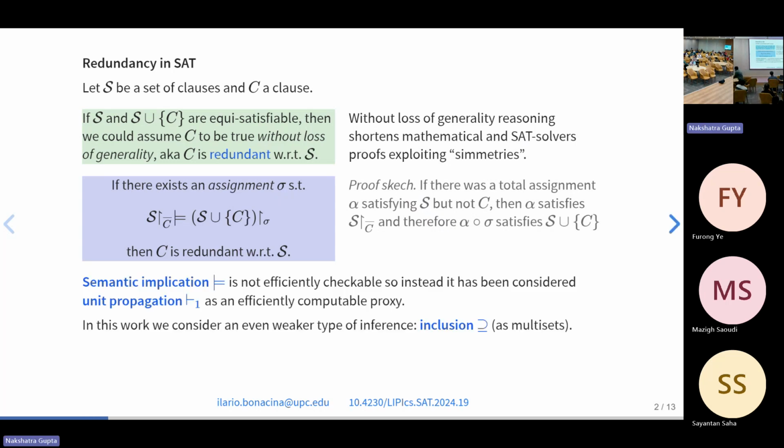Of course, semantic implication is not efficiently checkable. So instead, people have considered unit propagation as an efficiently computable proxy. Probably everybody here knows what unit propagation is, but I will not define it because I will not use it. I will use something even weaker, just inclusion. If the left-hand side includes the right-hand side, of course, there is a semantic implication. The point of this talk is that if you use inclusion, the systems that you get using rules based on this are already quite strong, and they might be used for Max-Sat.